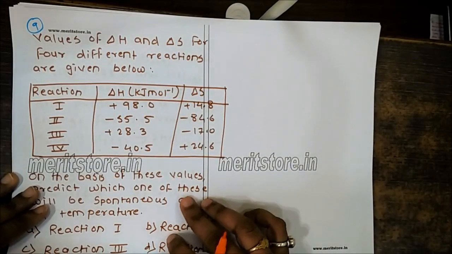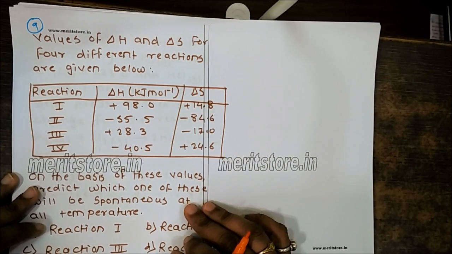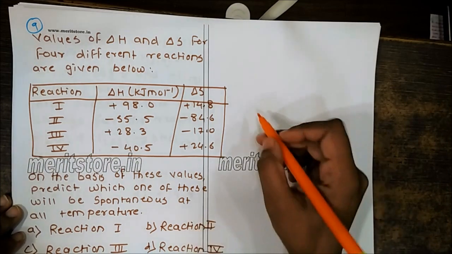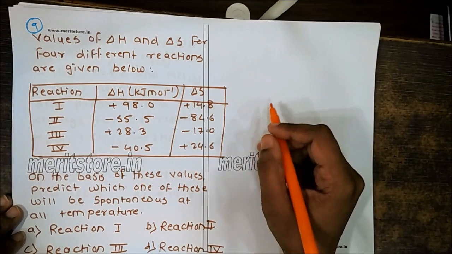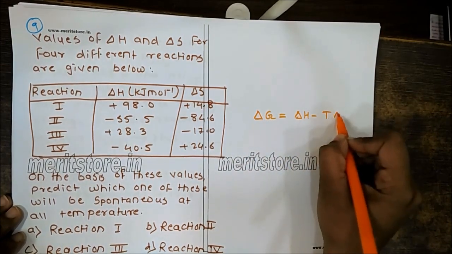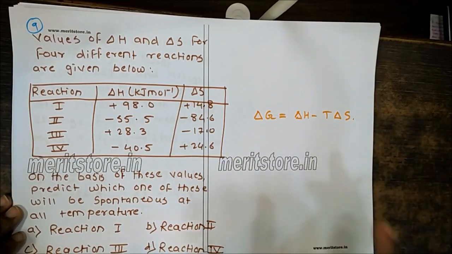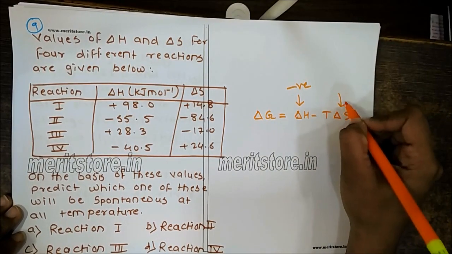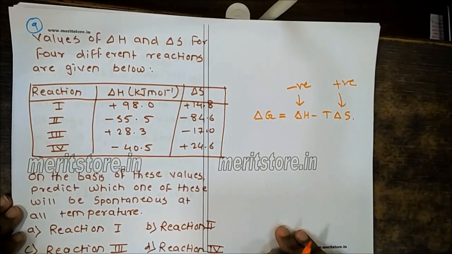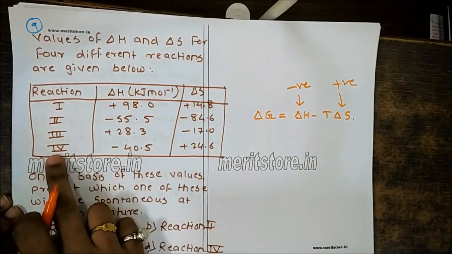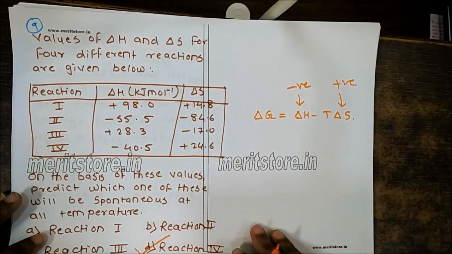Question number 9 is the values of delta H and delta S for the 4 different reactions are given. On the basis of these values, predict the one of these will be spontaneous. Spontaneity of reaction is generally calculated using value of delta G, which is delta H minus T delta S. The reaction will be overall spontaneous if delta H is negative and delta S is positive. So now the one which is having delta H negative and delta S positive is reaction 4. Hence our option is option D.